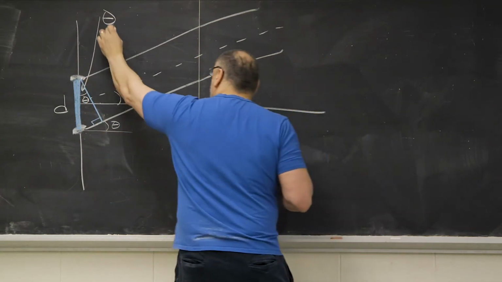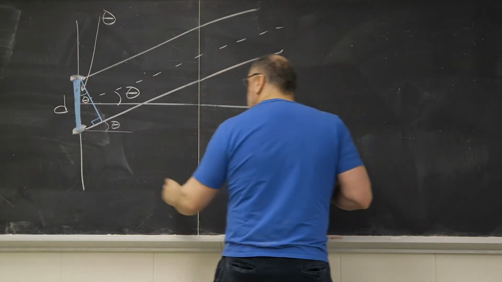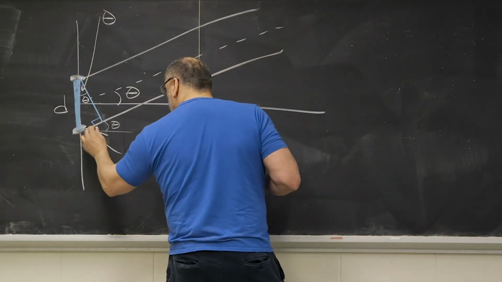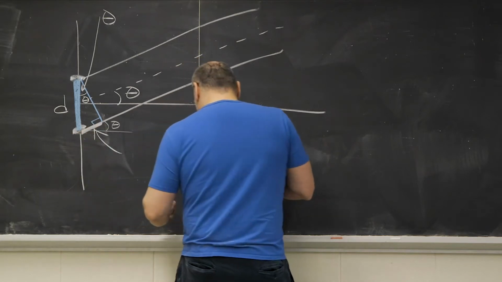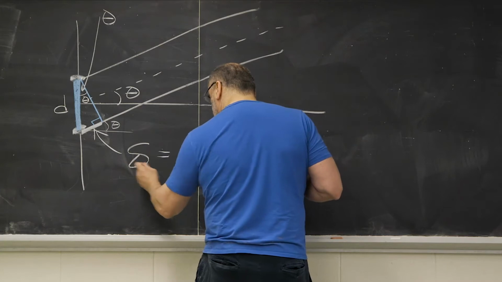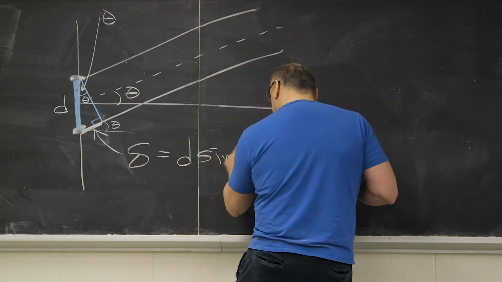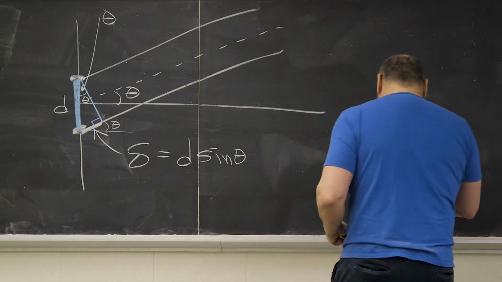When it wasn't clear at first, I say that's theta, that thing I'm pointing to right there. This distance right here, call it delta, lowercase delta, is d sine theta.